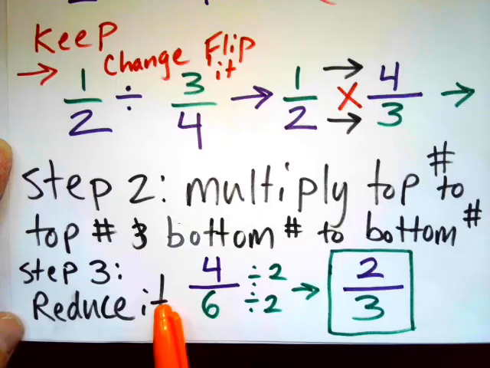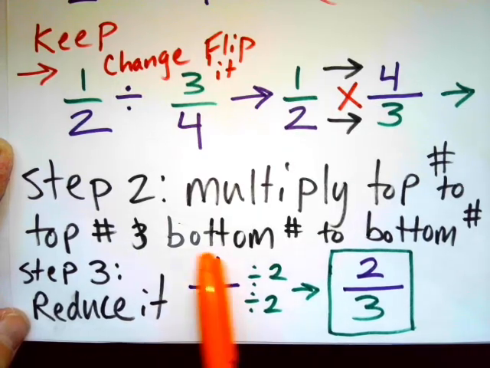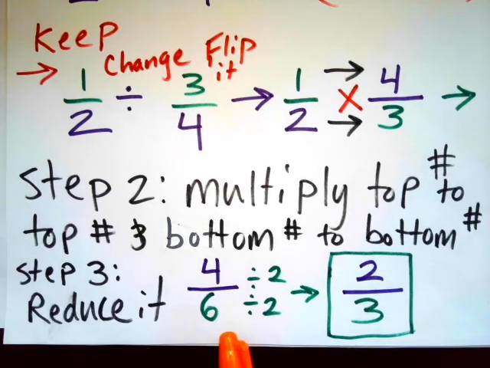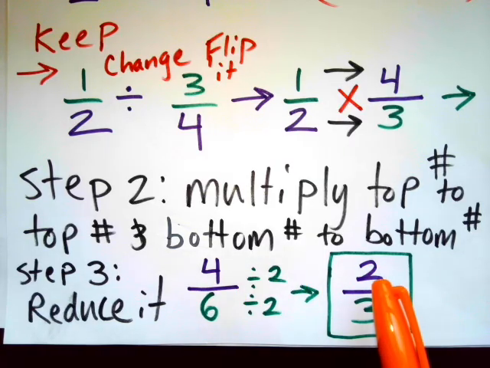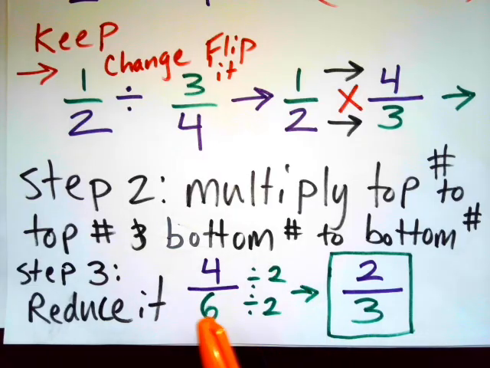So again, 1 times 4 is 4, and 2 times 3 is 6. Hey, let's reduce this fraction. 4 and 6 are both even numbers. I can divide both of these numbers, and I'll start with the smallest even number, 2. 2, 4, 6, 8, 10, those are even numbers. I'm going to divide by 2. So 4 divided by 2 is 2. Why? Because 2 times 2 equals 4. 6 divided by 2 is 3. Why? Because the inverse operation, 2 times 3, equals 6.